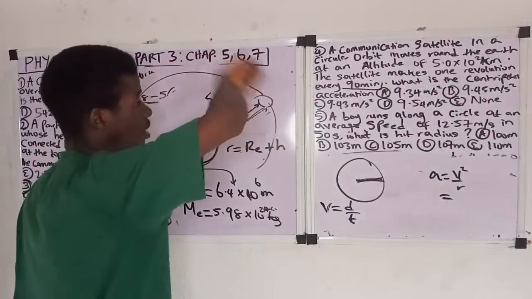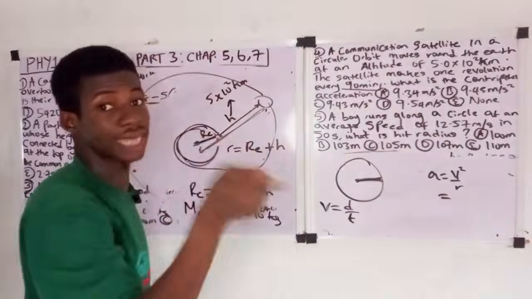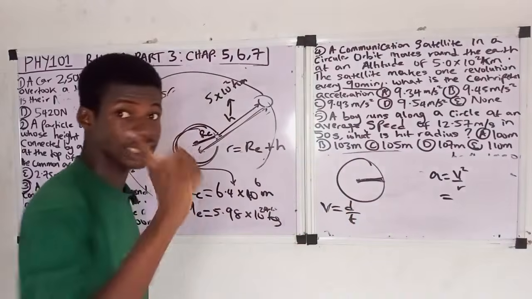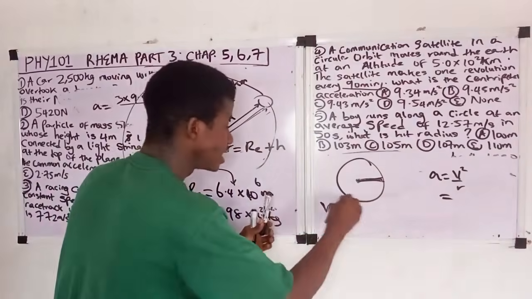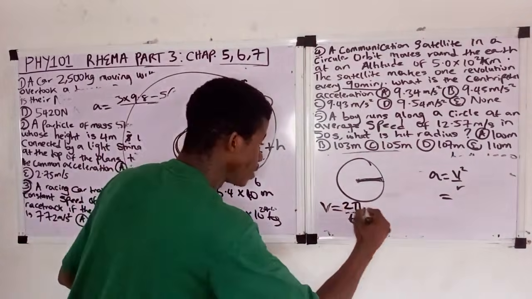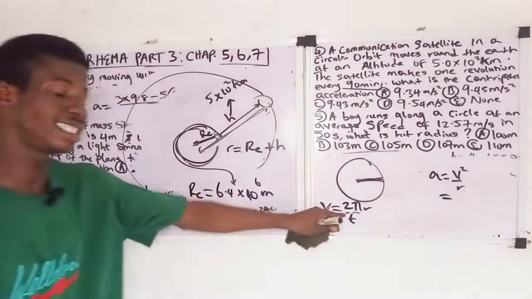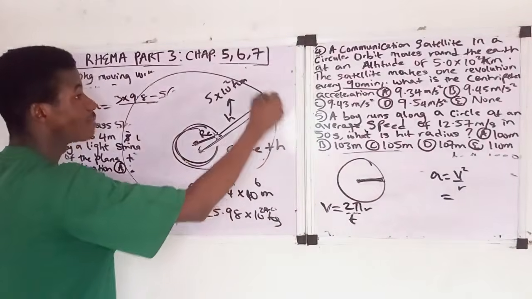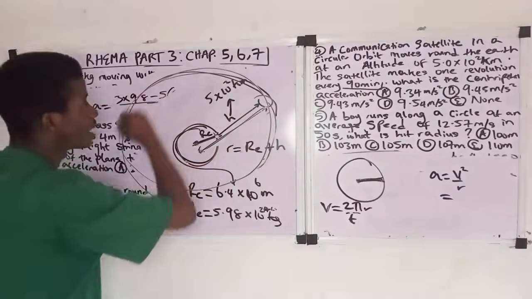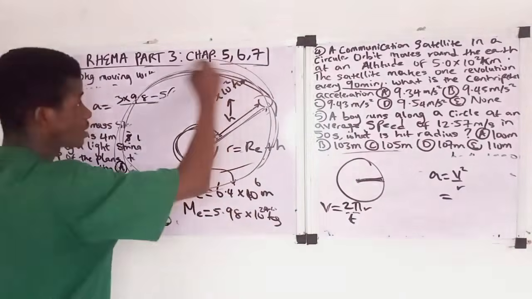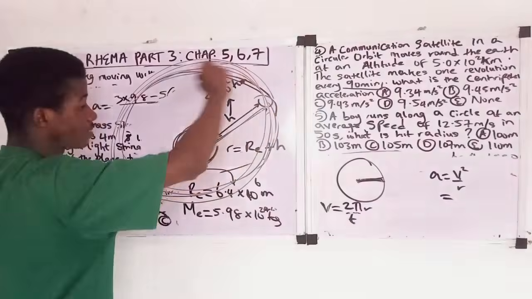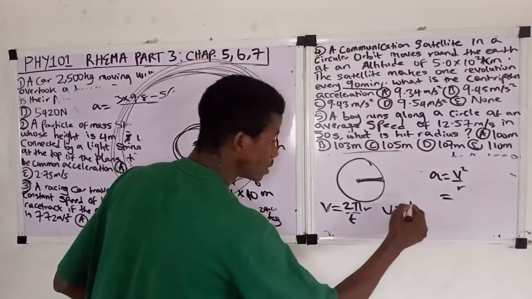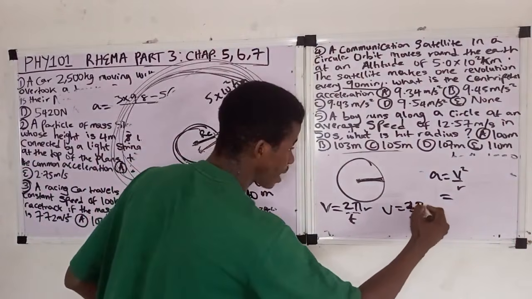moves around the earth in a circular orbit, right? Now what is the distance of a circle? The distance of a circle is 2 pi r. This is very important. Since the satellite moves around a circular orbit, the distance, the circumference of a circle, is 2 pi r. We know that v is equal to d over t, so d, the distance of a circle, is equal to 2 pi r.